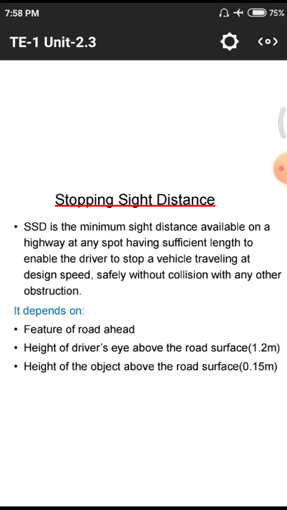1 meter means 3.3 feet. So simply, the driver's height from the ground level is below 5 feet. After that, the height of the object above the road surface should be 0.15 meters. That means the object is 0.15 meters, simply less than 1 foot, since 0.3 meters is 1 foot, so it is below 1 foot.